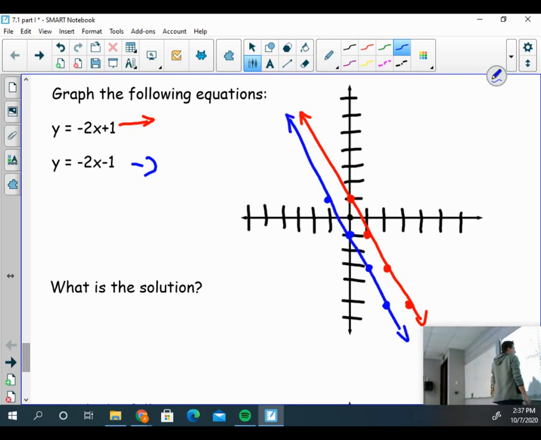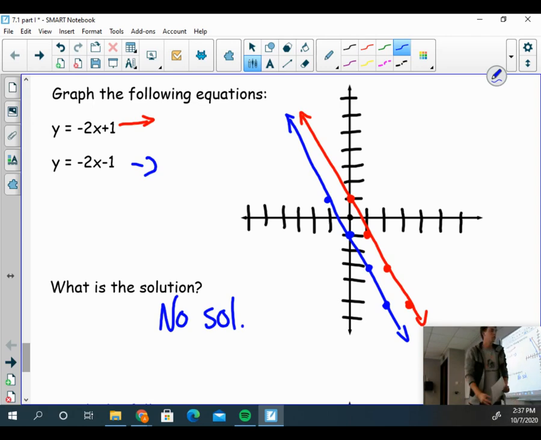What you notice is these lines aren't touching, aka the lines are parallel. Okay, if you graph these correctly, you should have come up with parallel lines. So what is the solution? Well, if the solution is where they intersect, there is no solution. If you are ever graphing two equations and they never intersect, they are parallel lines.